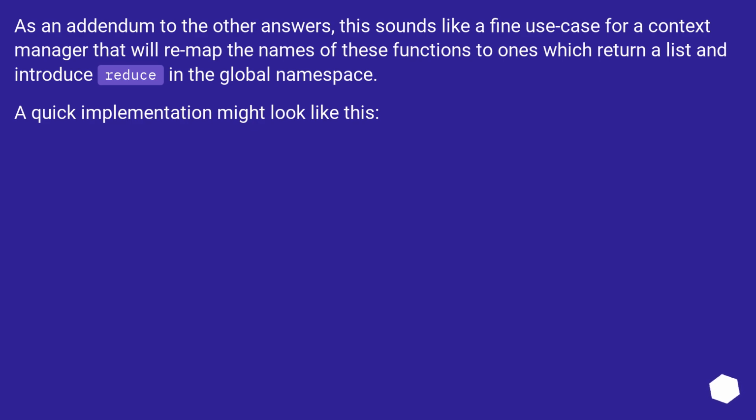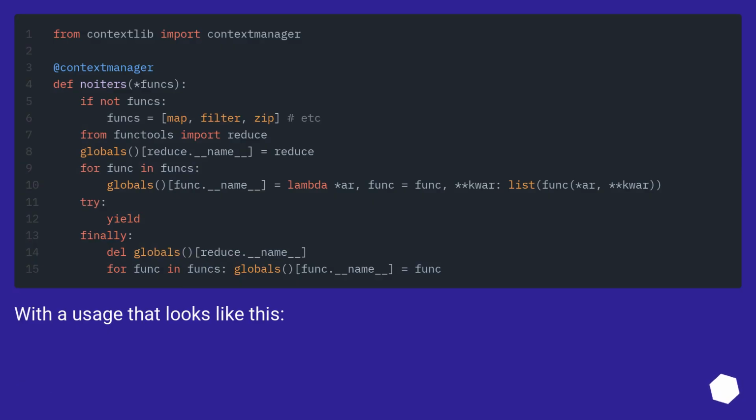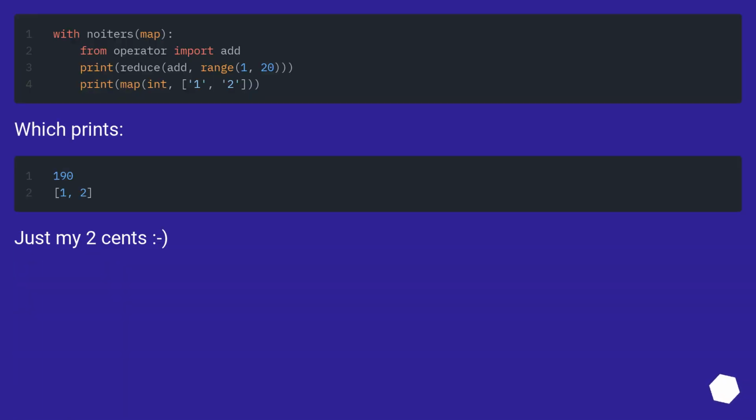As an addendum to the other answers, this sounds like a fine use case for a context manager that will remap the names of these functions to ones which return a list and introduce reduce in the global namespace. A quick implementation might look like this. With a usage that looks like this. Which prints? Just my 2 cents.